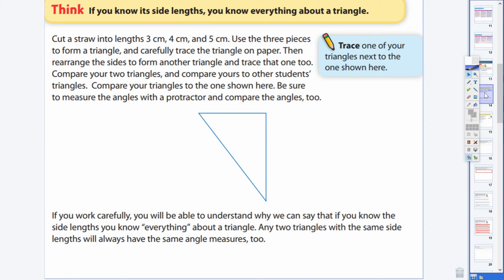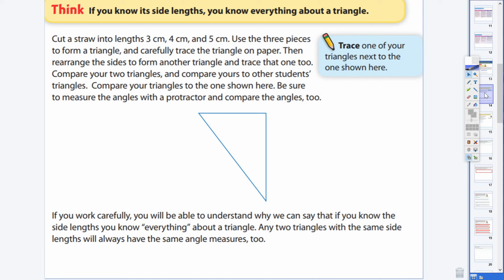Think, if you know its side lengths, you know everything about a triangle. Right now, we want you to cut a straw or a string, you can even use paper, into lengths 3 centimeters, 4 centimeters, and 5 centimeters. Use the 3 pieces to form a triangle, and carefully trace the triangle on paper. Then rearrange the sides to form another triangle and trace that one too. Obviously in this situation, we have to wait until we are in the classroom to compare the 2 triangles and compare yours to other students' triangles.